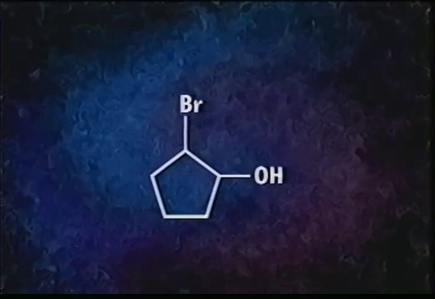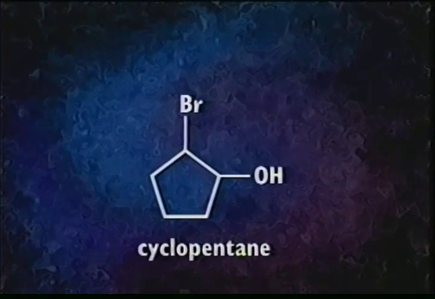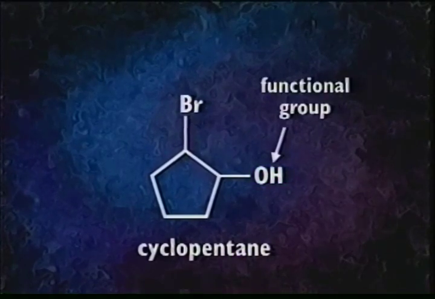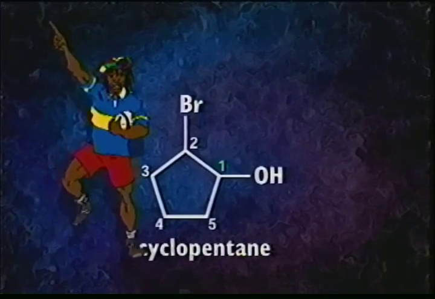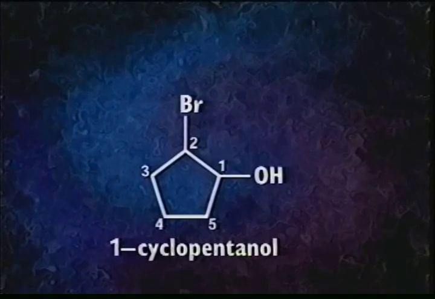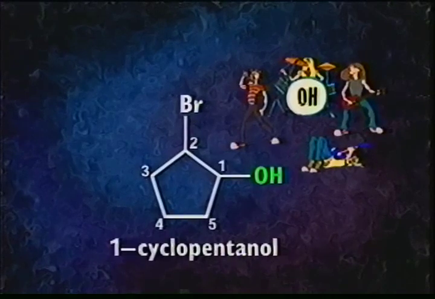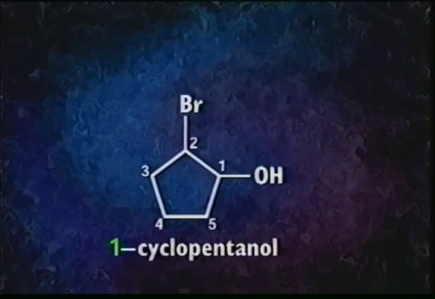Really quickly, let's name this halohydrin. 5 carbons in a ring and only single bonds, so the main chain is cyclopentane. The alcohol is like a diplomat or something. It's a functional group, so it gets special treatment. It demands to be numbered 1. The main chain is 1-cyclopentanol. The suffix -ol tells us that a hydroxyl group is present, and the 1 tells us that it's on carbon 1 of the main chain.